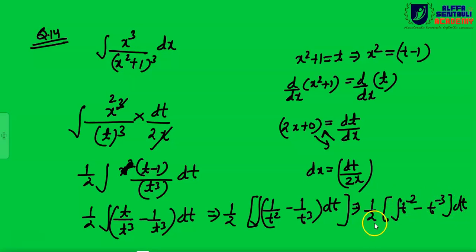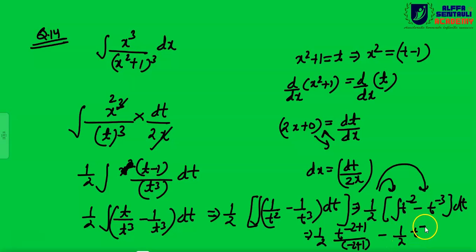Now you know the integration of this term. The integration of this will be equal to 1 by 2, t to the power minus 2 plus 1 divided by minus 2 plus 1. And similarly, minus t to the power minus 3 plus 1 divided by minus 3 plus 1, plus c. Correct. Further you have to solve on your own. Replace the value of t by x square plus 1 and you will get the final answer. Understood? Good.